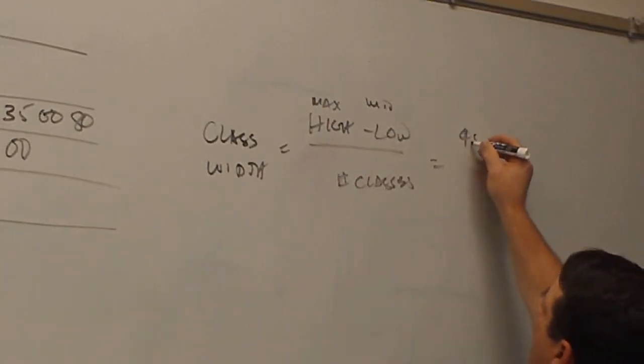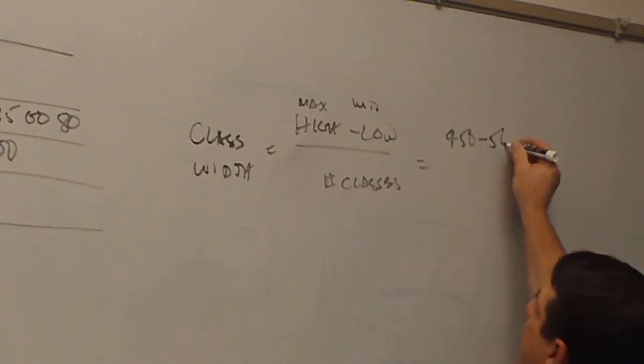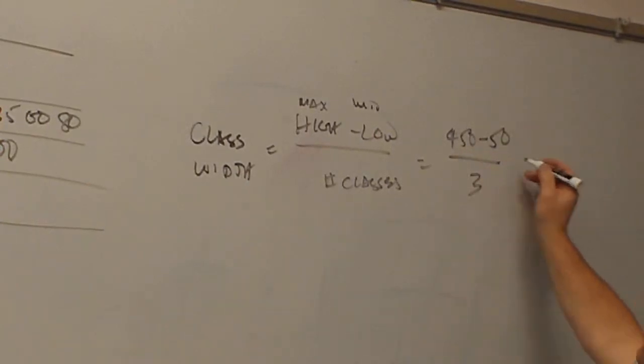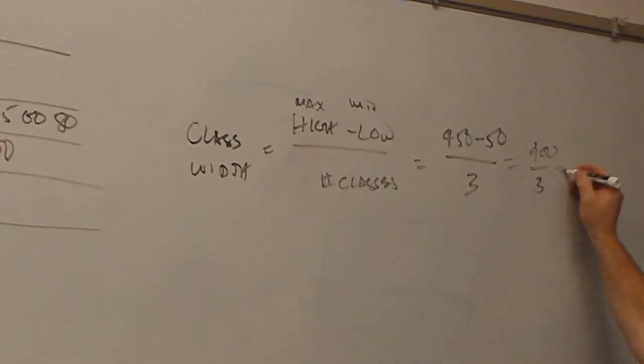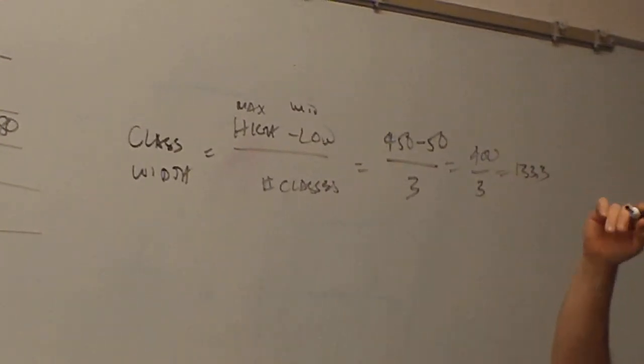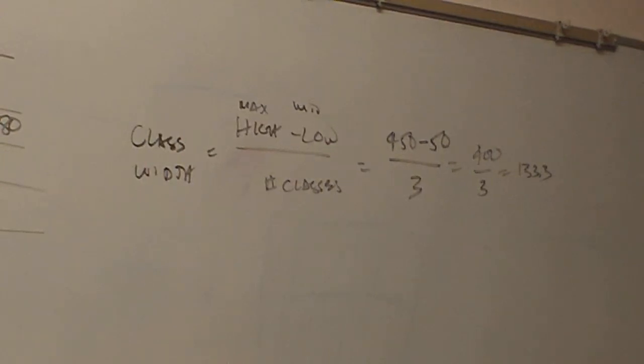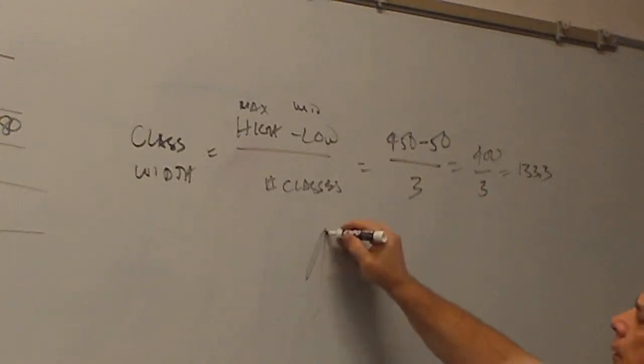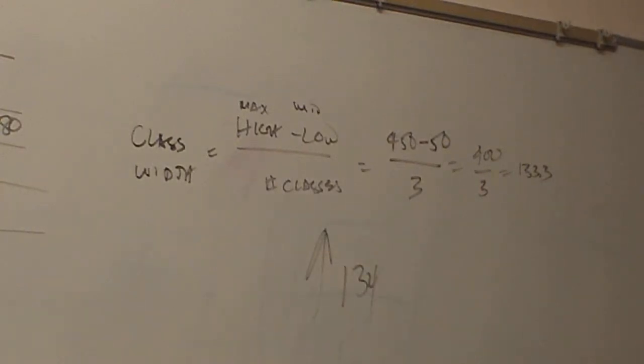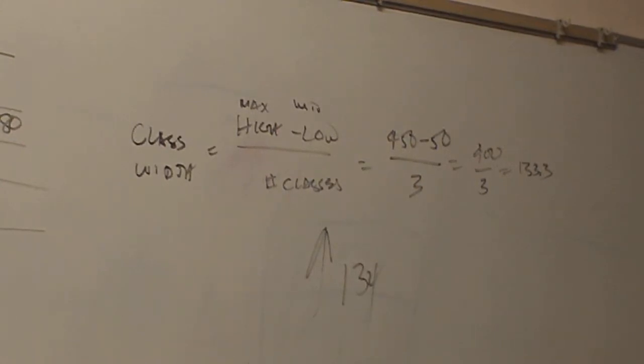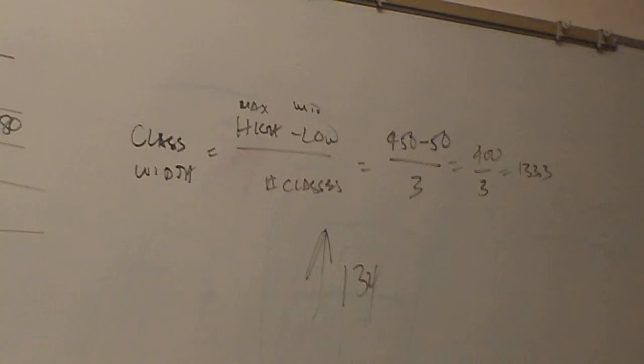In this case, that's 450 minus 50 divided by 3. So that's 400 divided by 3, 133.3. Right? 133.3 then would be our class width. And what do we always do? Round up to 134. So our class width then is 134. It says 3 classes. If it said 4, you'd have to put 4. If 5, you put 5, whatever it says.